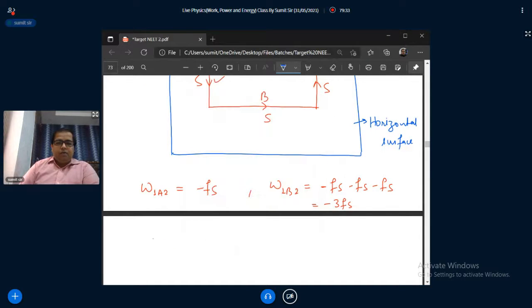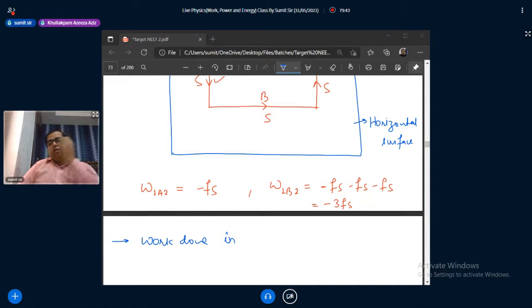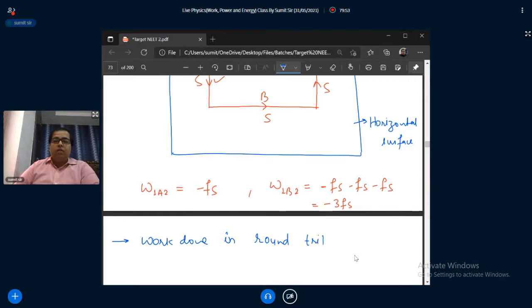Now, work done in a round trip by non-conservative force is not zero.